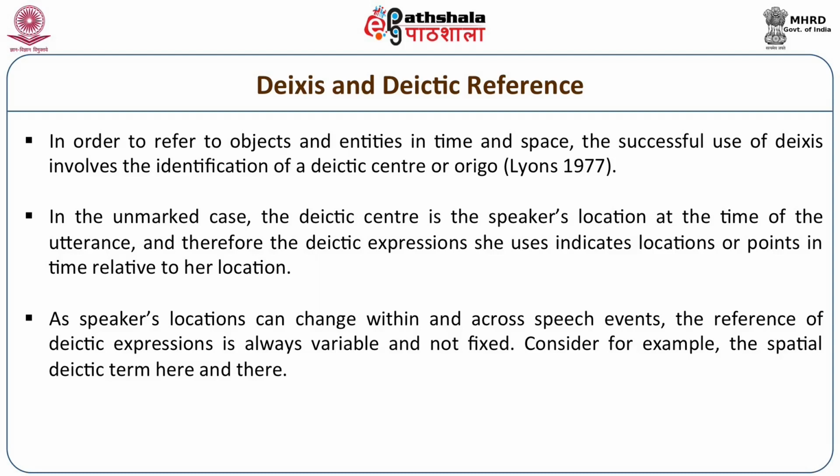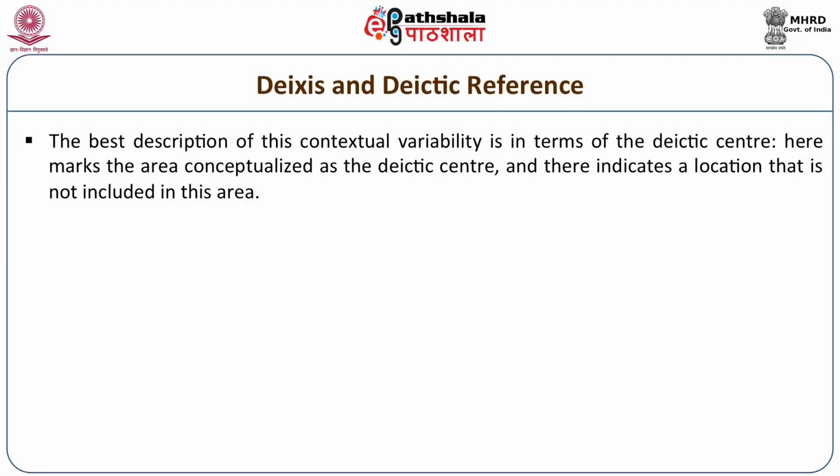Consider, for example, here and there. The spatial referent of these terms changes according to the speech context. The here, as in here in my room or here in Delhi, does not refer to the same spatial location, though they both use here. Neither does there, as in there in the cupboard or in the phrase put it there. The best description of this contextual variability is in terms of the deictic center. Here marks the area conceptualized as the deictic center, and there indicates a location that is not included in this area.